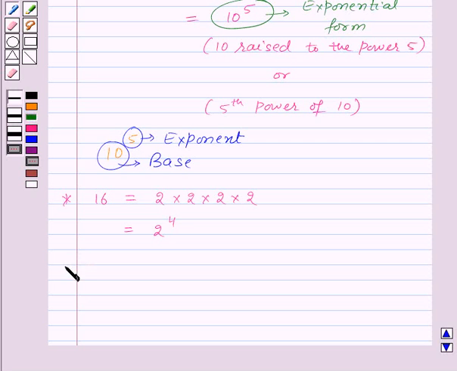Similarly, we can take a negative integer. Suppose we want to find out minus 3 raised to the power 3. This will be equal to minus 3 into minus 3 into minus 3, which will be equal to minus 27.